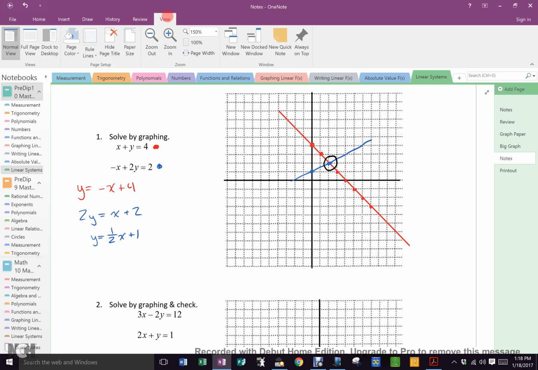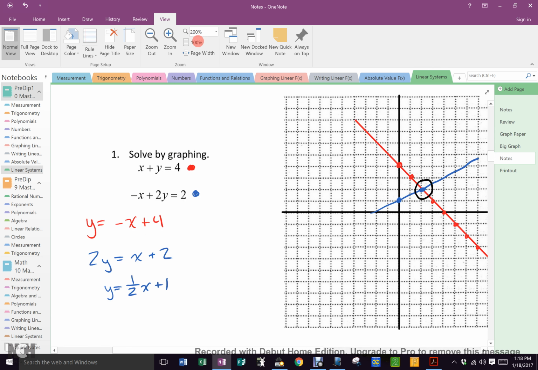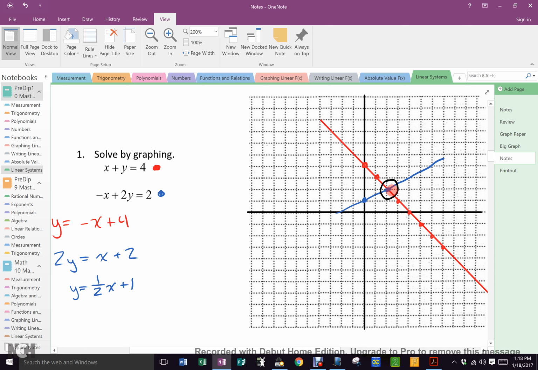Sometimes it helps to zoom this in for you guys because you're looking up. That is what? 2, 2. That's an x, that's a y, correct? Does that work? Is 2 plus 2 4? Yes. Is negative 2 plus 4 positive 2? Yes. So that is the correct answer.